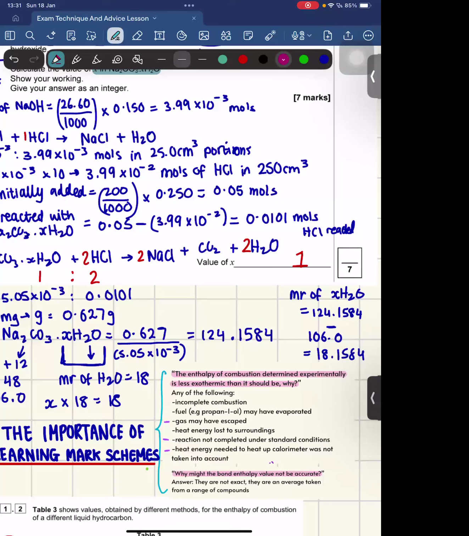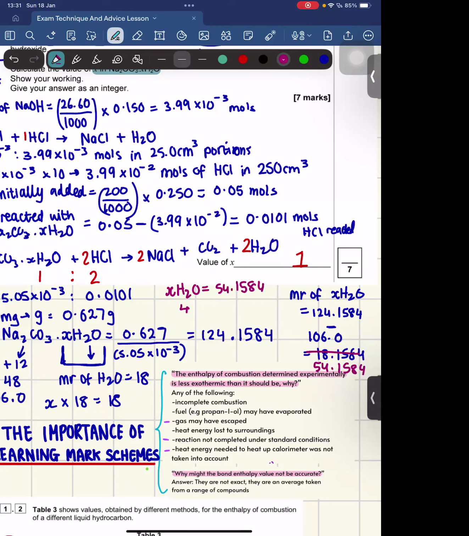Let's say that for this example, I got something like, I don't know, 54.1584 instead. Let's say I did all my MR subtraction, figured that all out, and it came to me that, all right, well, XH2O is equal to 54.1584.